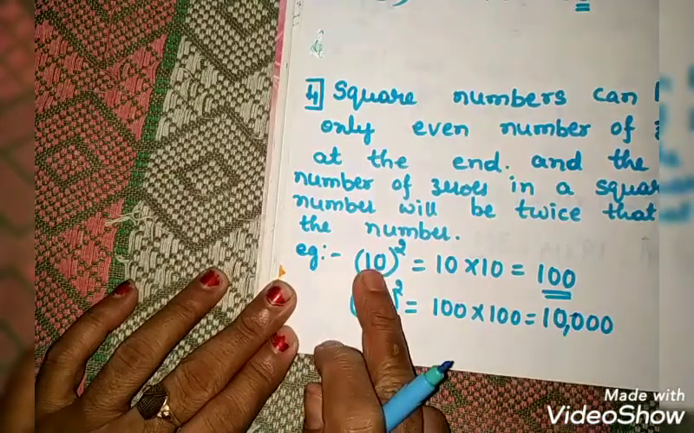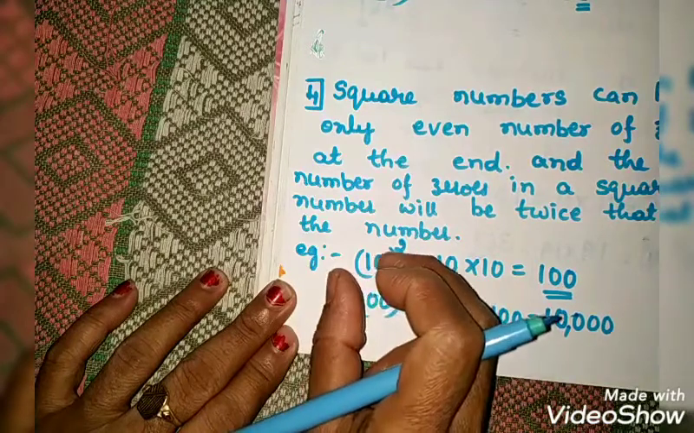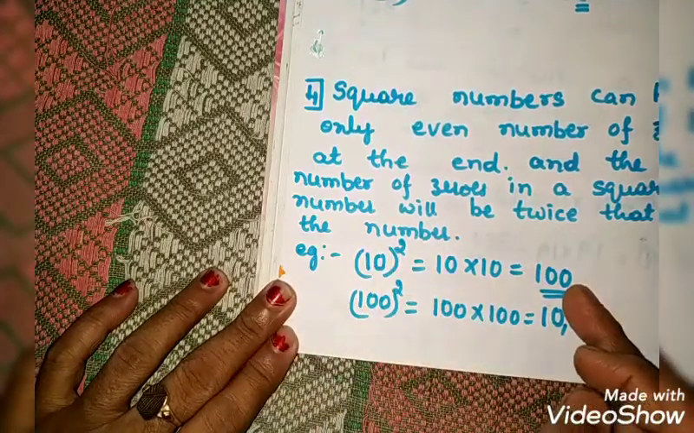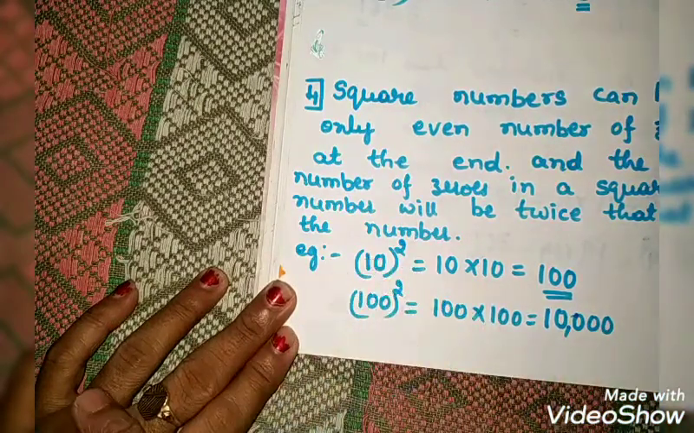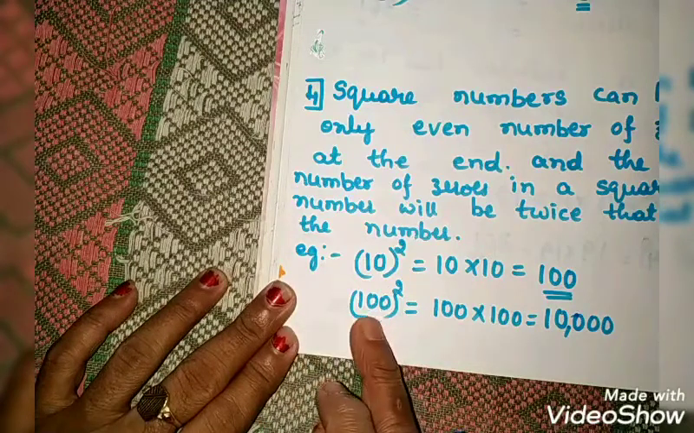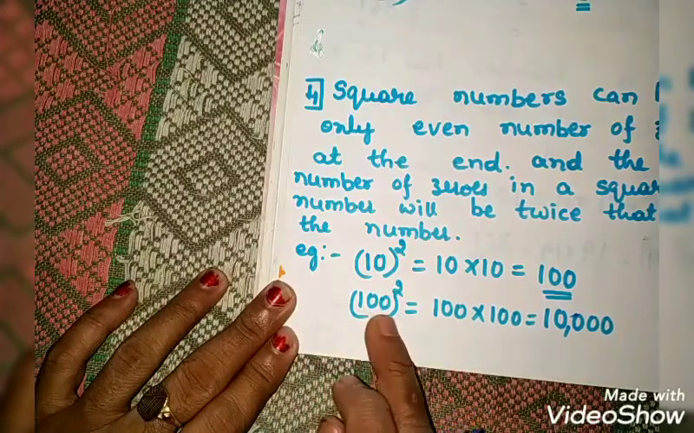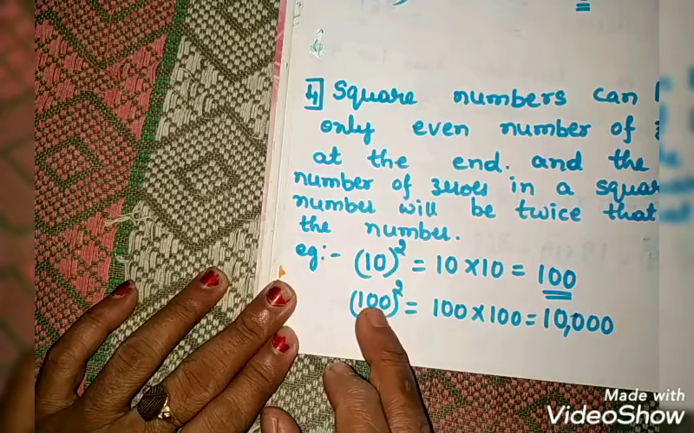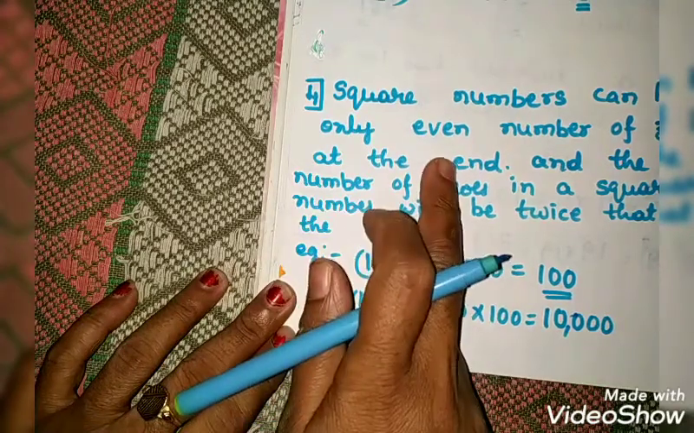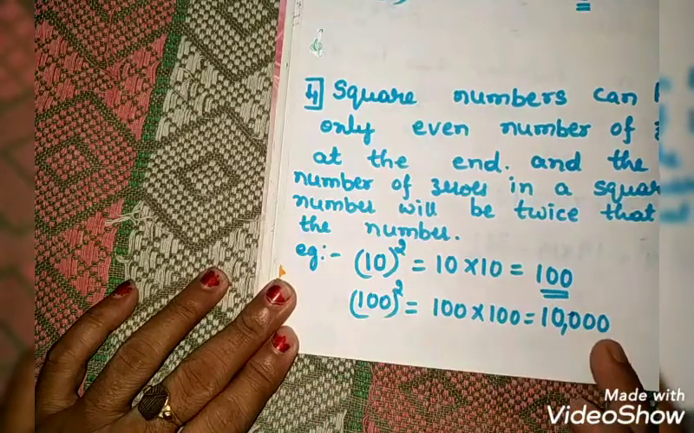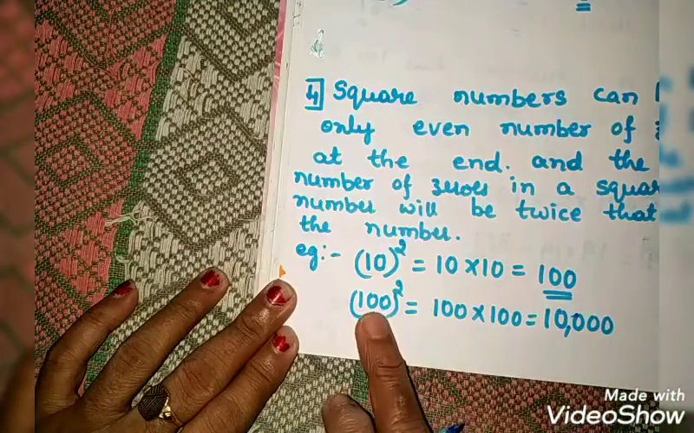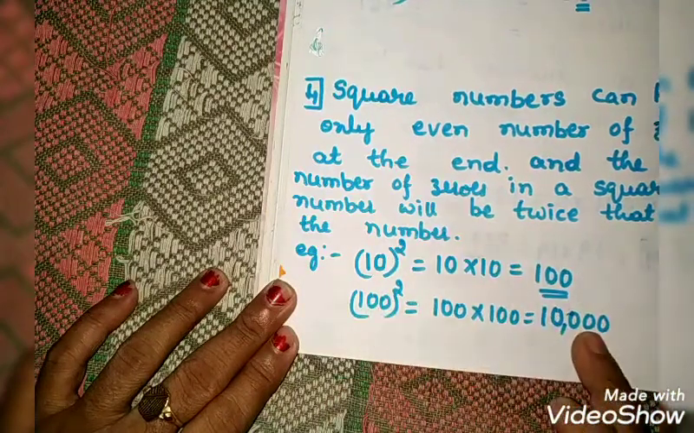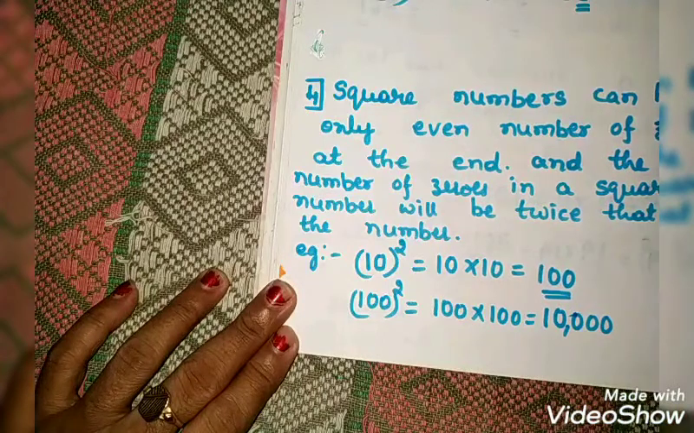For example, 10. Here how many zeros are there in the number? 1 zero. In its square, there will be 2 zeros. Double. Twice that of the given number. Am I right? Yes. Here 100 square. Here how many zeros are there in the given number? 2. Obviously, according to this property, in its square, how many zeros must be there? Twice of that. Here 2 means that here must be 4. So 4 zeros will be there in its square number.